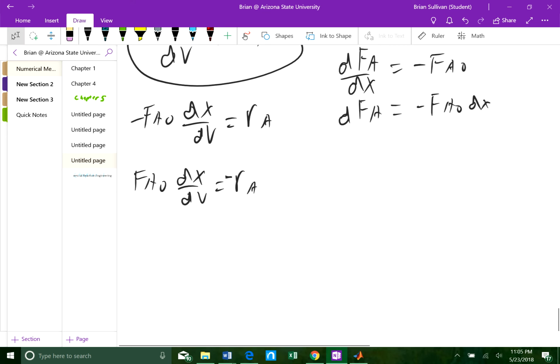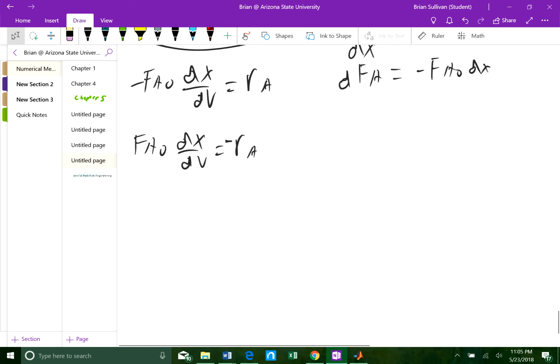Now, let's move this stuff around. I want volume on one side and conversion and everything else on the other side, so we can size reactors. So then what you end up getting is dV is equal to, flipping it upside down, dx will move over to this side like this. Negative RA will be in the denominator. And then, if you flipped it, FAO will come over here. Now you could double check that by taking steps and being cautious, but that's what you end up with.